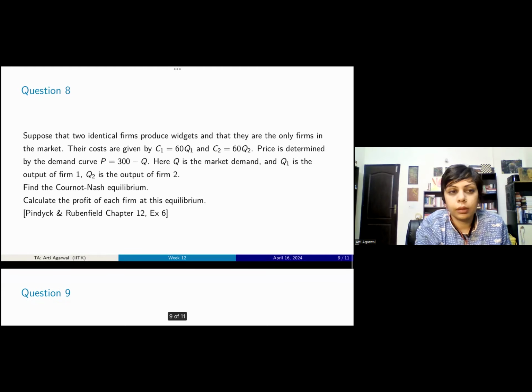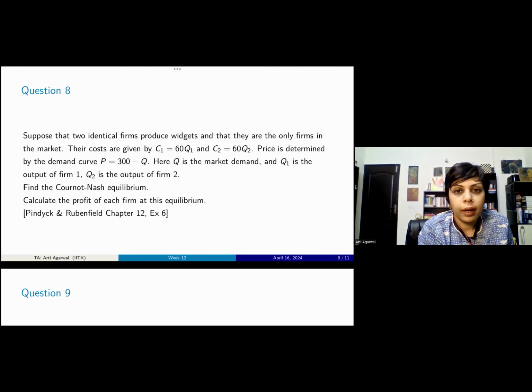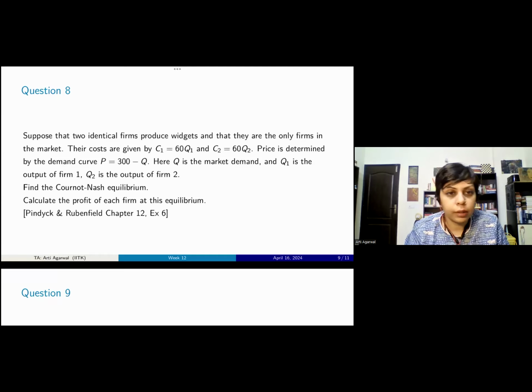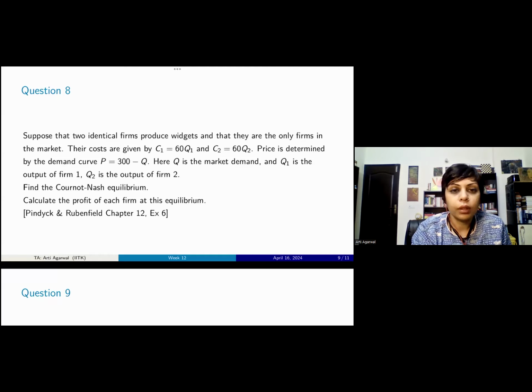This is the situation where you have two identical firms in an industry, and they are the only two firms in that market. Now, always pay attention to whether you're given the cost curve or the marginal cost curve or the average cost curve. So, in this case, you're given the cost curves, which is C1 is 60Q1 and C2 is 60Q2. And the price is determined by this inverse demand function, which is 300 minus Q, where Q is the market demand, Q1 is the output of firm 1, and Q2 is the output of firm 2.